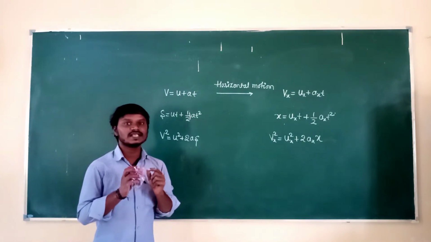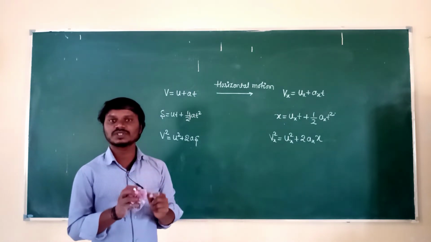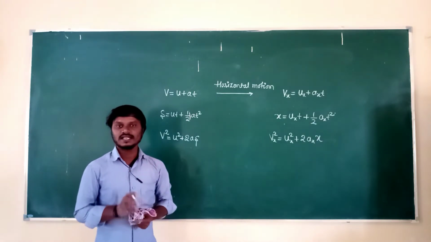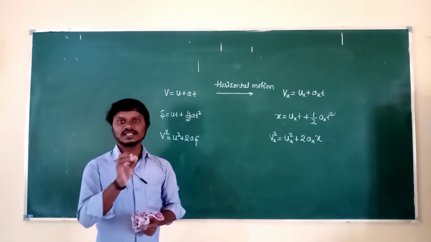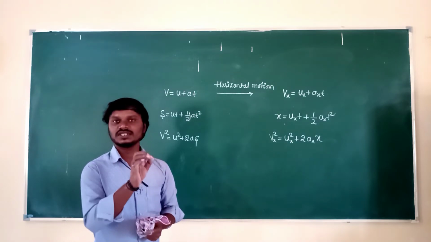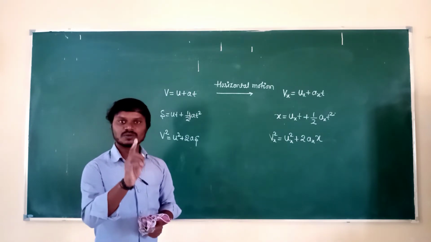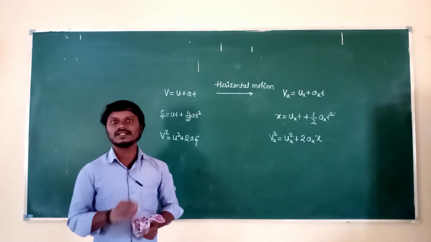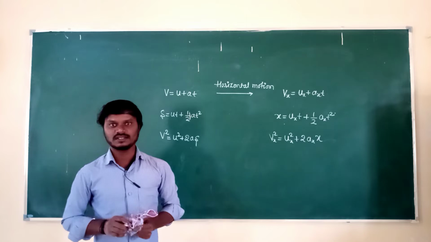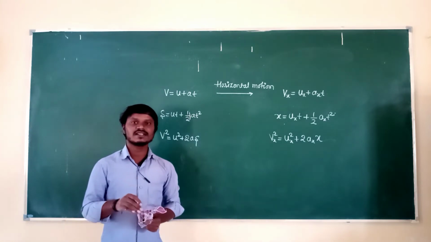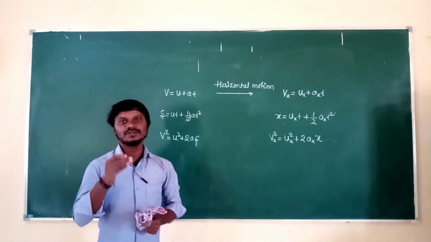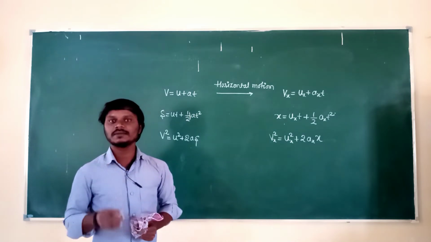But in case of motion in a plane, here we are going to consider two coordinates, x and y. But in case of motion in one dimension or motion in a straight line, we are going to consider only one coordinate. That coordinate may be x coordinate or y coordinate. But in today's class we are going to discuss the kinematic equations used for the motion of a particle in a plane.